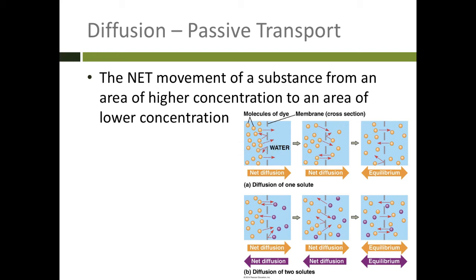This is diffusion. Once they get to be equal on both sides of the membrane, they're not going to stop moving. They will continue to move back and forth across the membrane, but there's going to be no net movement.